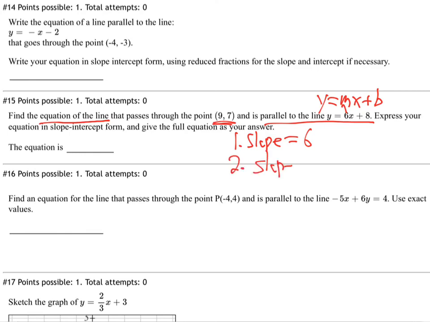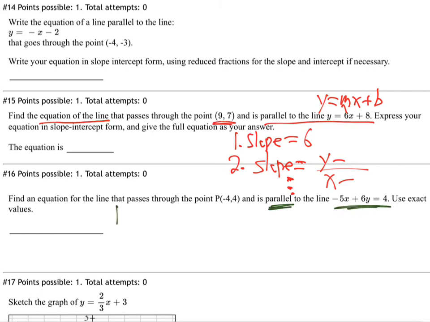Step 2, write the slope formula. Y minus blank over x minus blank. I'm going to go dot, dot, dot. Exactly the same. How about number 16? Let's jump down to 16. Find an equation for the line that passes through the point. Sounds like the same thing again. And then it says, and is parallel to. And they give me an equation.